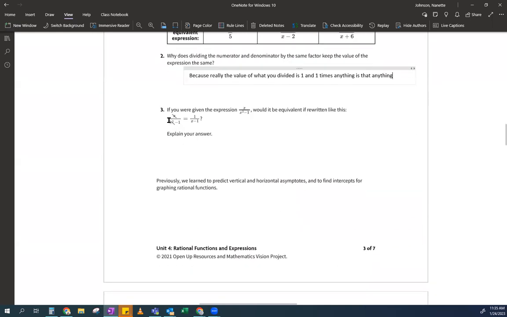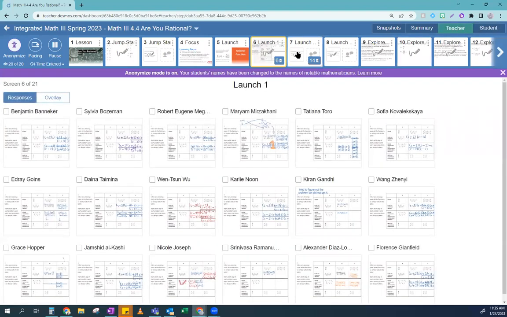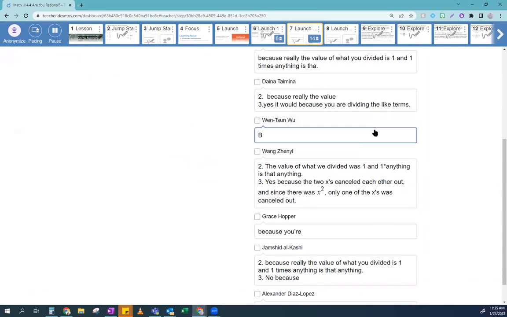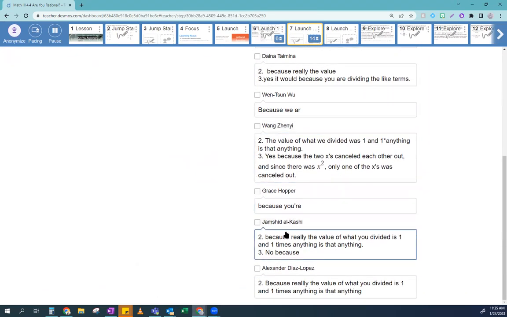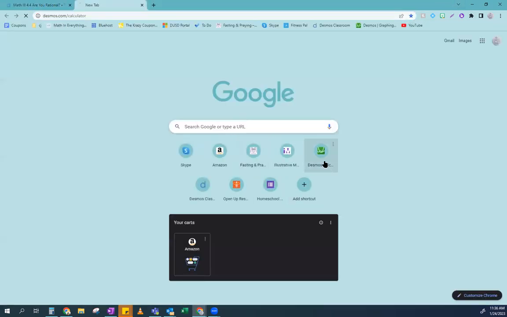All right. Number 3, if you were given the expression x over x squared minus 1, would it be equivalent if rewritten like this? Yes or no? What did you guys say? I was curious about this answer. Oh, no one answered number 3. Someone says yes, because they cancel out. Someone says no. So I didn't get everybody's answer here. That's all right. If you don't know, I'm always going to encourage you to try.